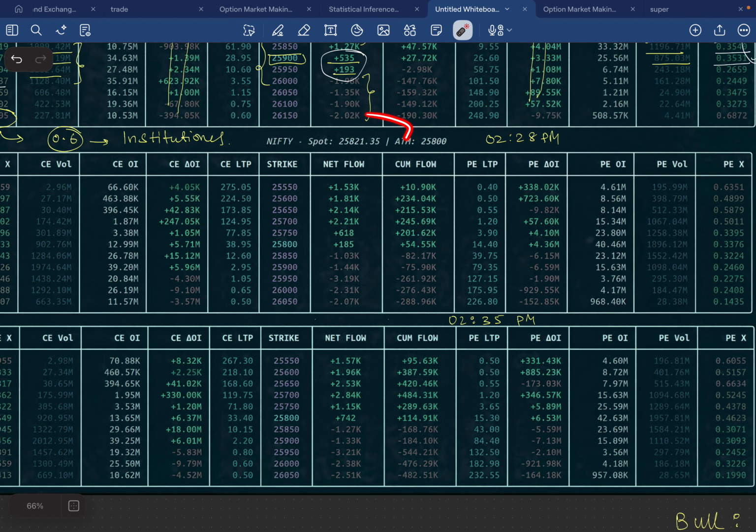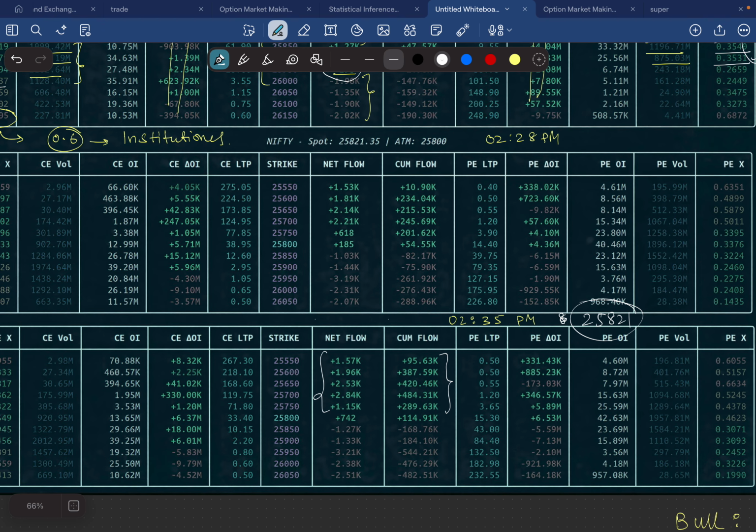So the spot was at 25,821, and at 2:35 the spot was at the same value, that is it was also 25,821. Okay, but at this time you can see that there was a considerable amount of flow, or a defense, you can say, from the put side as well. So the market was not in the mood to go further down.